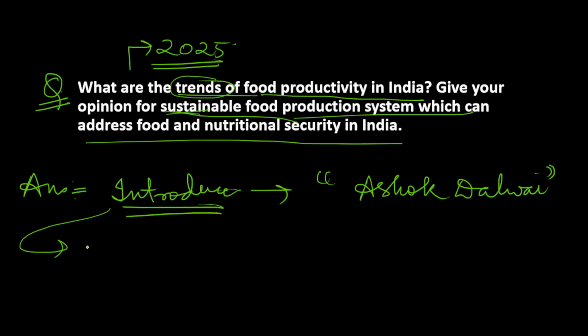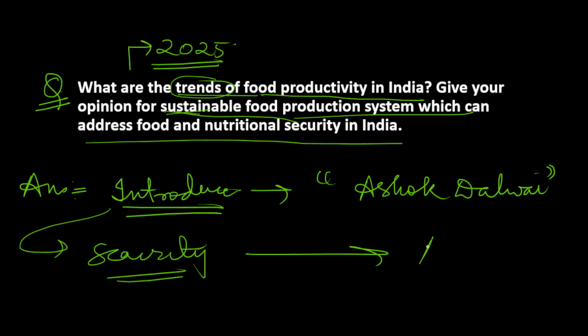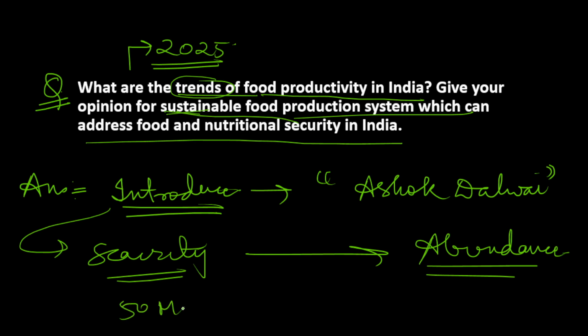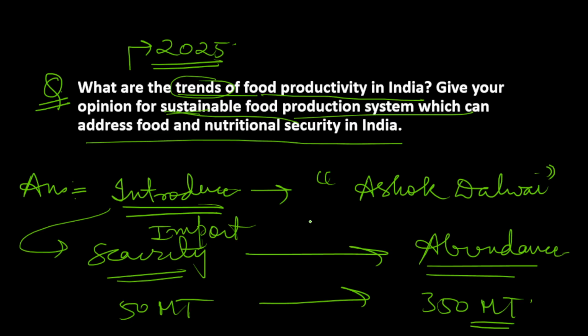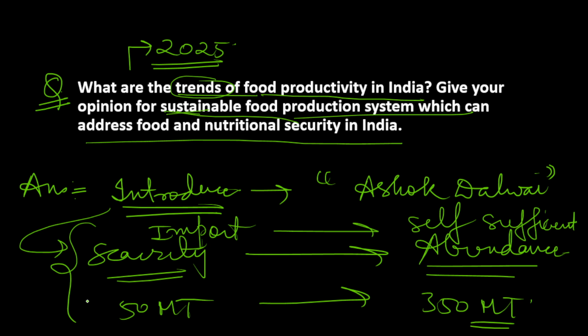The other way, and I think the best way to introduce this question, is to give an overview of Indian food production in just one line: that Indian food production systems have changed from scarcity, the problem of food shortages, to abundance, from 50 million tons to around 350 million tons, from import of food to self-sufficiency in food production. Using these keywords, you can introduce your answer.